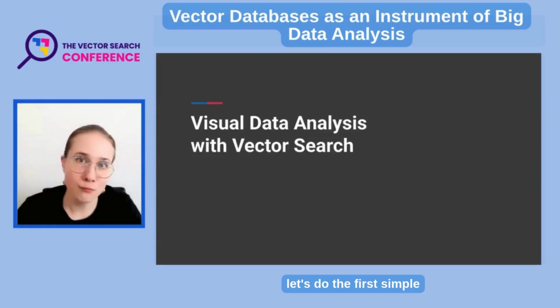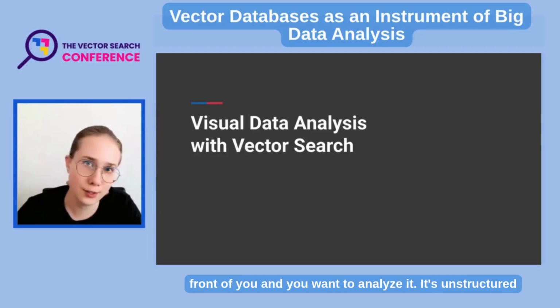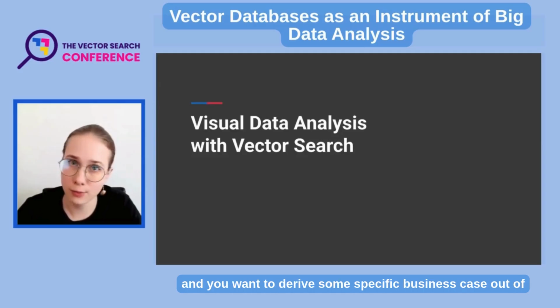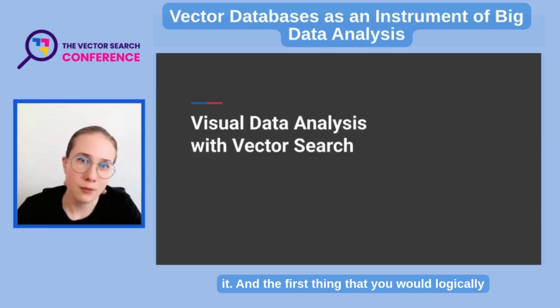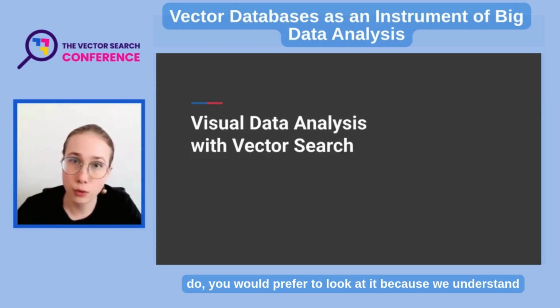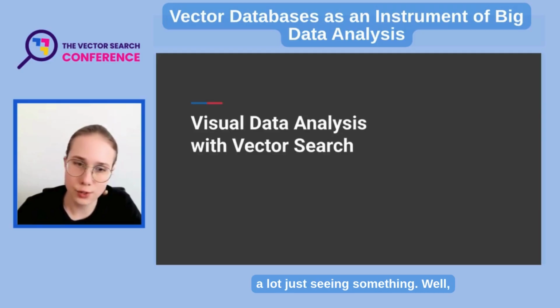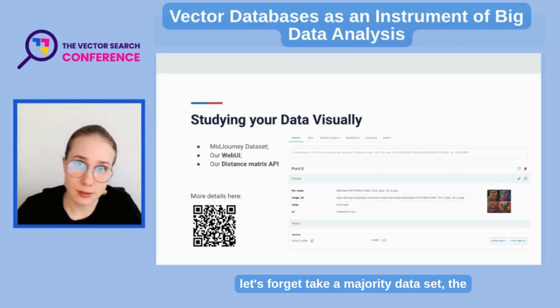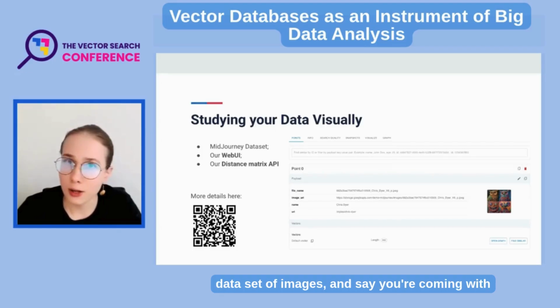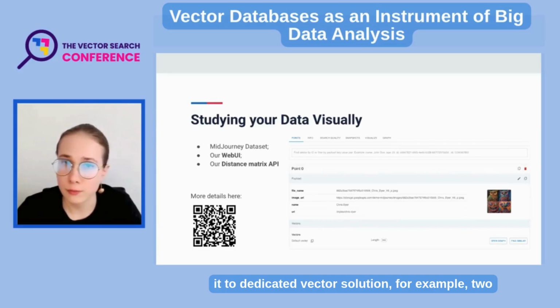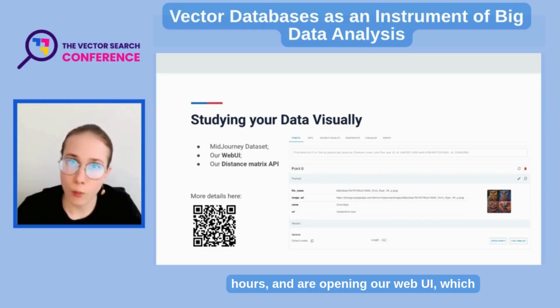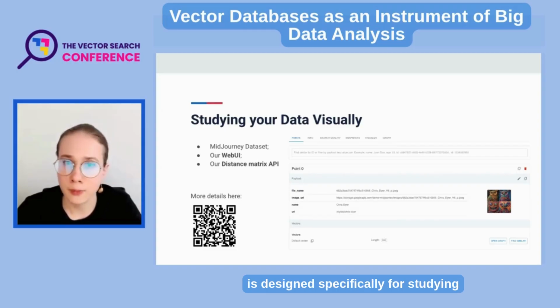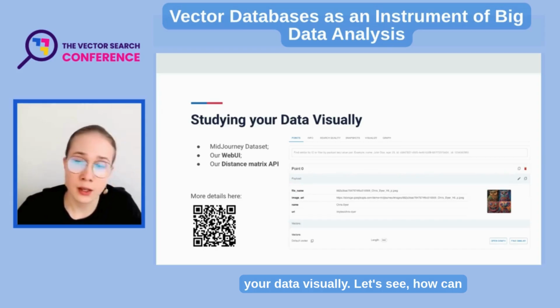So let's do the first simple step. Say you have data in front of you and you want to analyze it. It's unstructured and you want to derive some specific business case out of it. And the first thing that you would logically do, you would prefer to look at it because we understand a lot just seeing something. Well, let's, for example, take a Midjourney dataset, the dataset of images, and say you're coming with it to a dedicated vector solution, for example, ours. And you are opening our web UI, which is designed specifically for studying your data visually. Let's see, how can we study this images dataset?